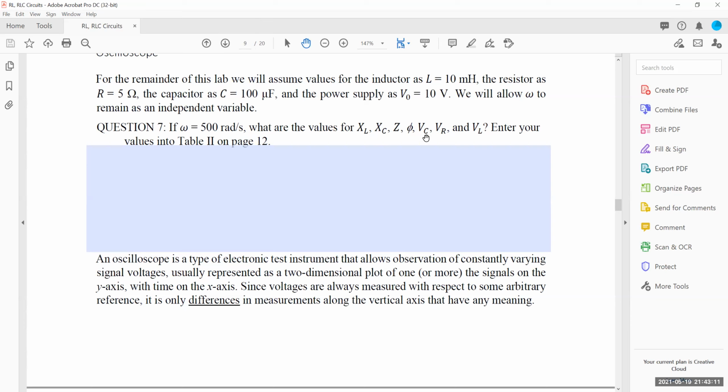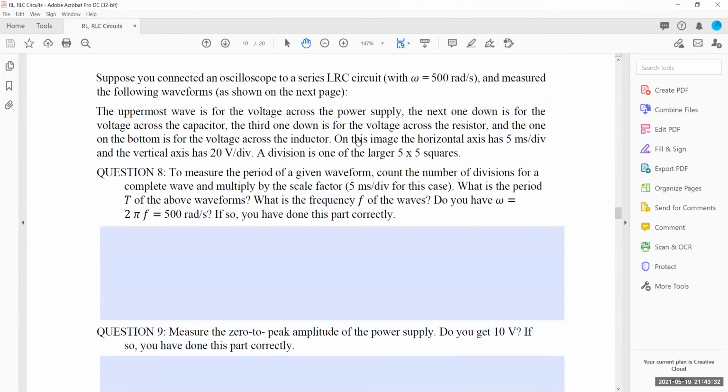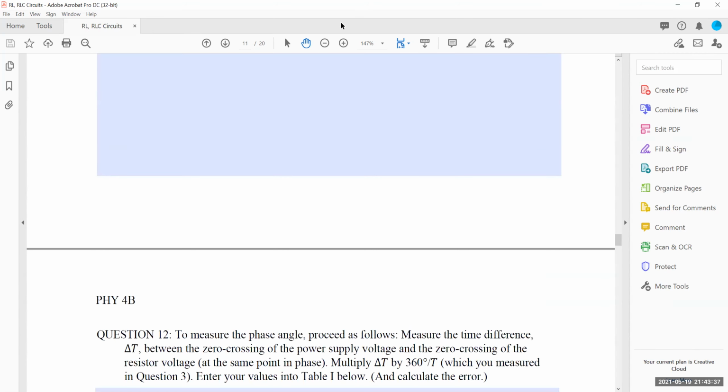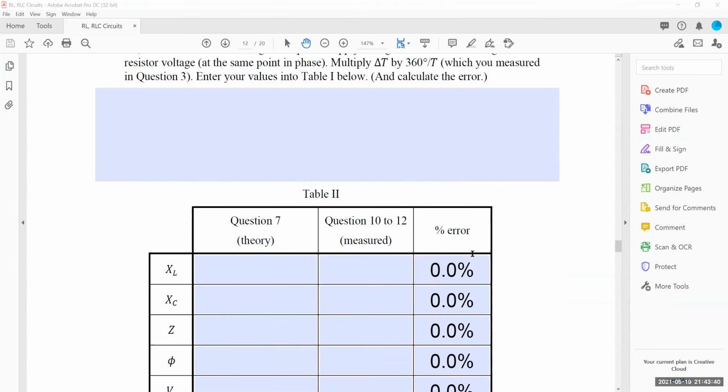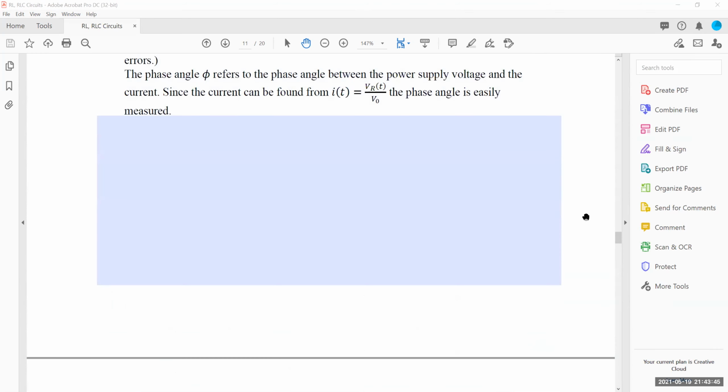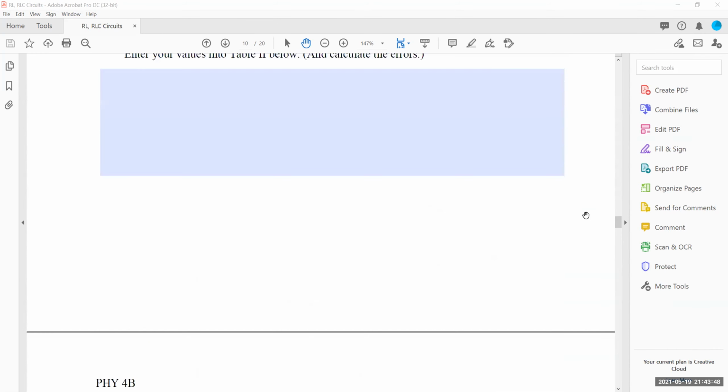But you need to find I to find VC. I is this V naught, which is 10 volts, divided by this Z that you just calculated. If you do that, then you can find VC. All you have to do is multiply by XC. You can find VR. All you have to do is multiply by R. You can find VL. All you have to do is multiply by XL. And now go to this table on page 12, I believe. Yeah, page 12, to fill out this entire column. Okay. So having said that, let's go back into the next questions.